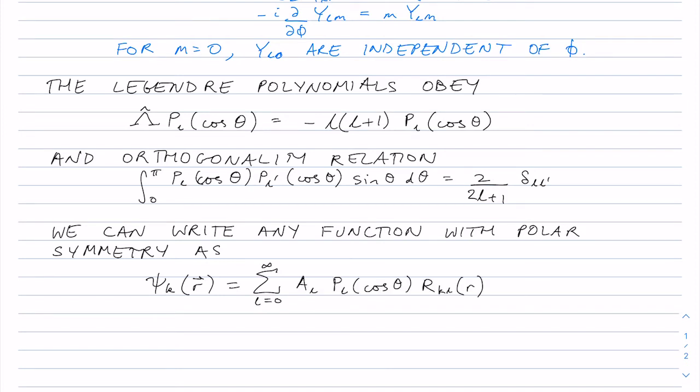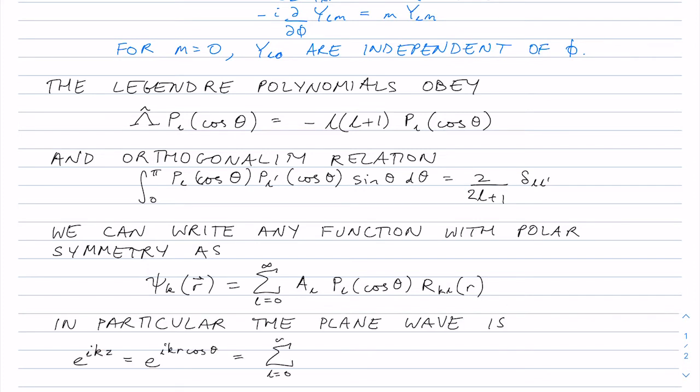And so this is a particular expansion that we're going to use, where we expand the wave function in terms of some coefficient AL, the angular part, which is the Legendre polynomial PL of cos theta, and some function R, which is the radial part. So in particular, we can expand the plane wave. Now, I'm not going to prove that relationship, but we'll do that in the tutorials. The JL functions here are the spherical Bessel functions of the first kind.